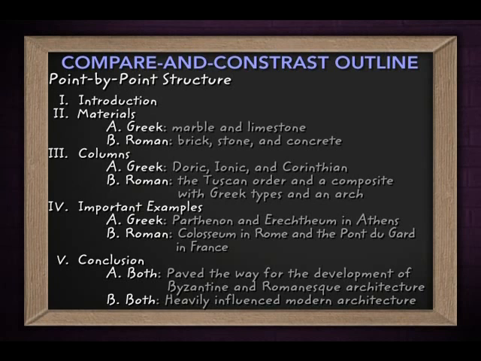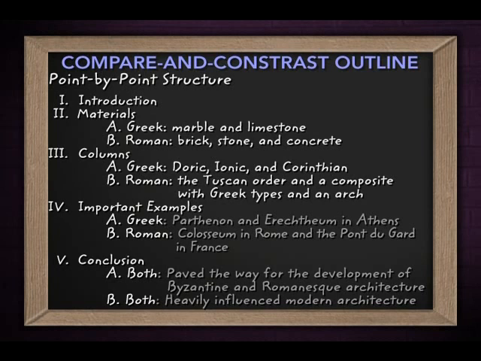Looking at it a little more carefully, materials, the Greeks used marble and limestone. The Romans used brick, stone, and concrete. Okay, I know that's valid, because I have at least enough that's different that I can compare and contrast. They're not using the same materials. On my columns, the Greeks had Doric, Ionic, and Corinthian. The Romans had the Tuscan order and a composite with some Greek types and an arch. Well, I'm happy with that too, because I again have enough contrast.